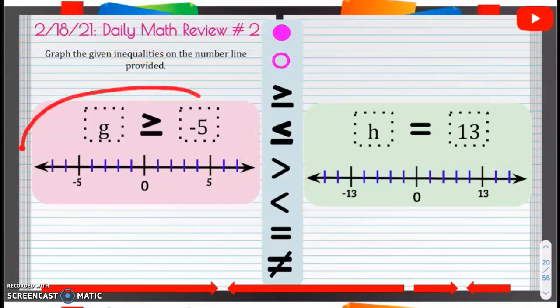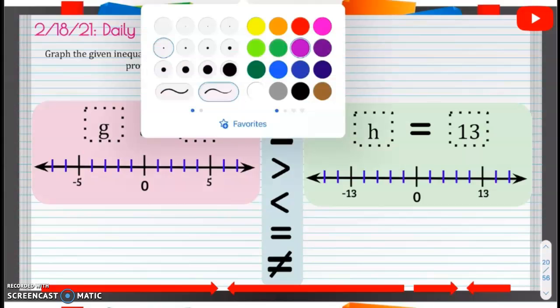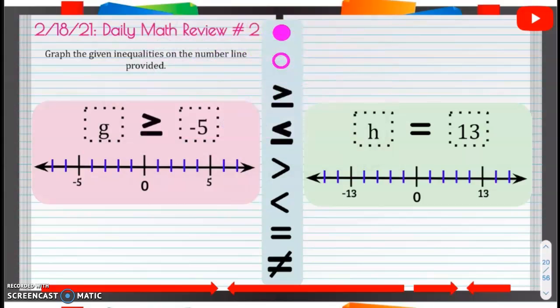So this first one over here in the pink, G is greater than or equal to -5. First of all, if we have greater than or equal to, we have this extra little line down here. That means we need a closed circle. So we're going to have a closed circle on -5. So remember, closed circle is less than or equal to, greater than or equal to, or equal to. Open circle, less than, greater than, or not equal to.